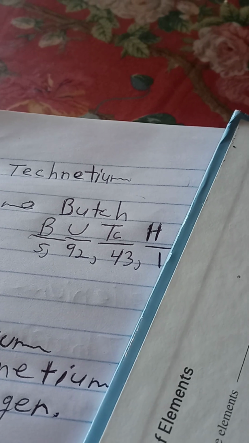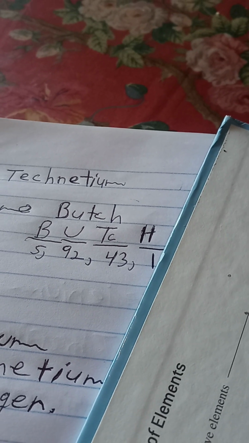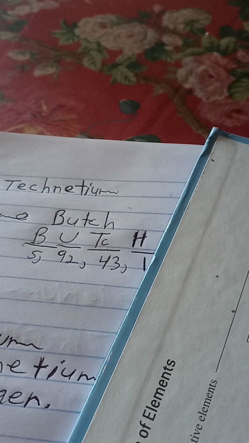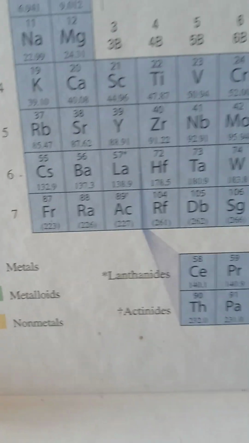Oh, we got to get the Pa, don't we? The Pa will be protactinium, which is 91. Let me see here in the periodic table. Look for 91. There's 56, 57, 72.